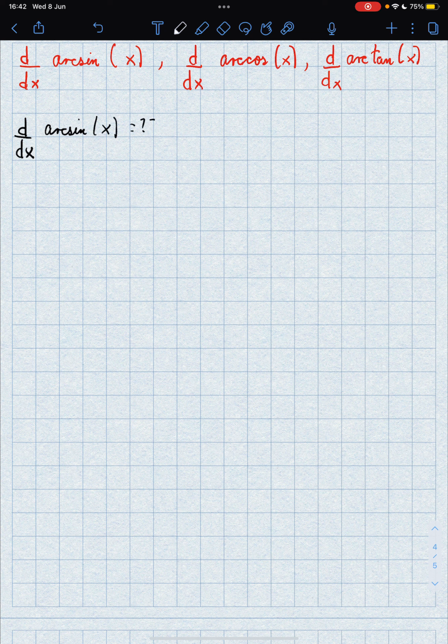Right, this is unknown. So I'm gonna say that y is the arcsine of x. If I want to have the x alone, what I should do is this: I'm gonna say that the sine of y is x. I apply sine to both sides. Now, what should we do here?